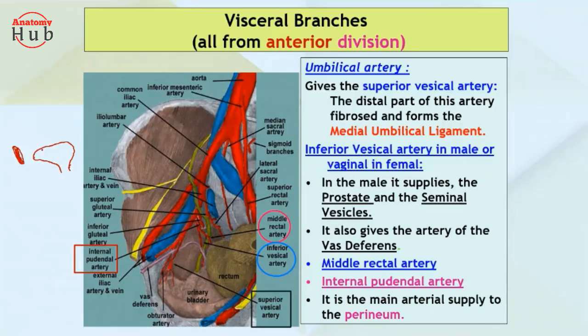So this is your urinary bladder. This is the apex of the urinary bladder, and this is the base. This is the fundus of the urinary bladder. This is the neck of the urinary bladder, right? So here you'll find the umbilicus over here. So one artery will be obliterated. The right one will be obliterated.